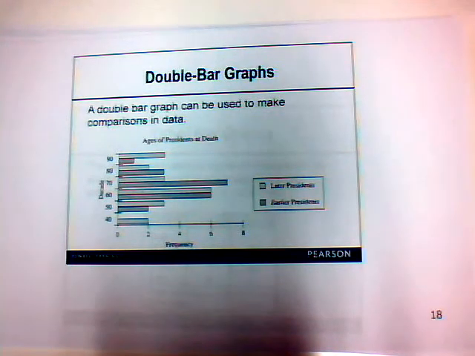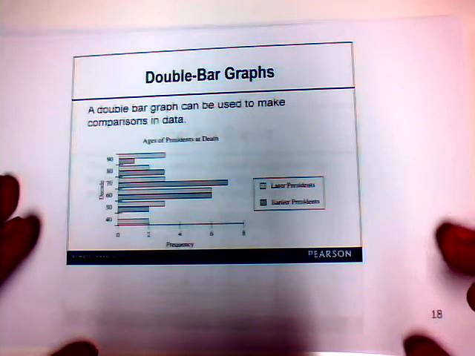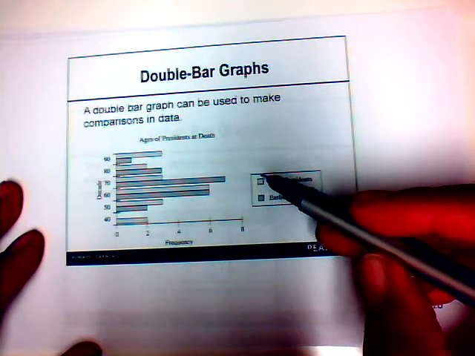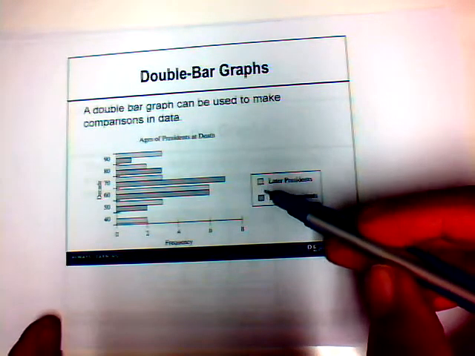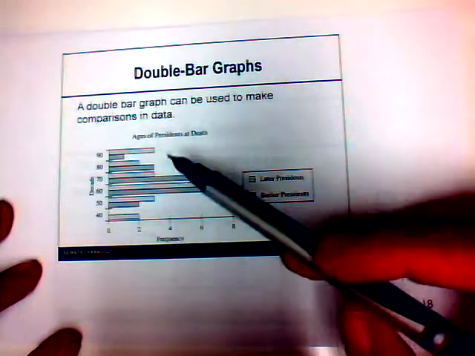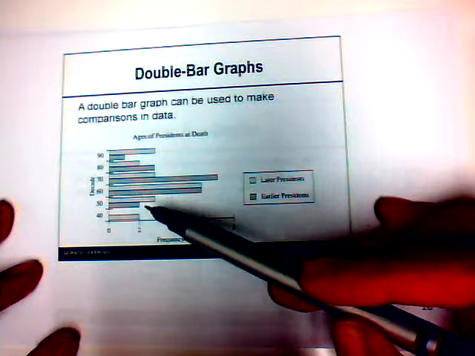And a double bar graph can be used to make comparisons in data. So here, with the later presidents and the earlier presidents, you can use different colors to represent the different groups, the later presidents and the earlier presidents, as you can see here.